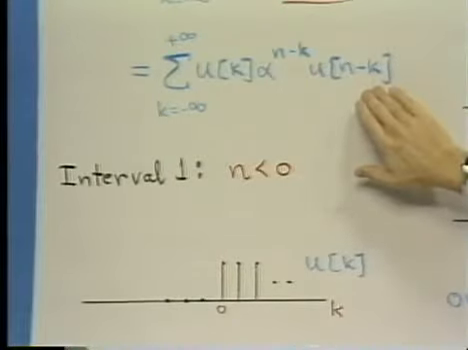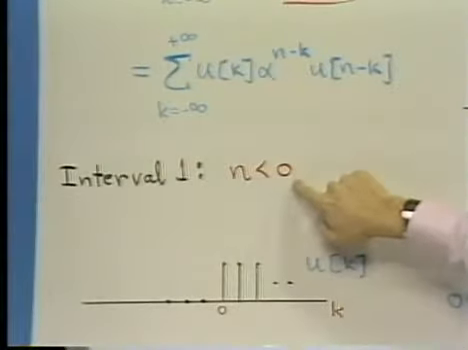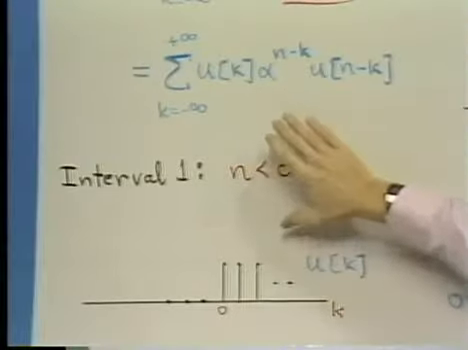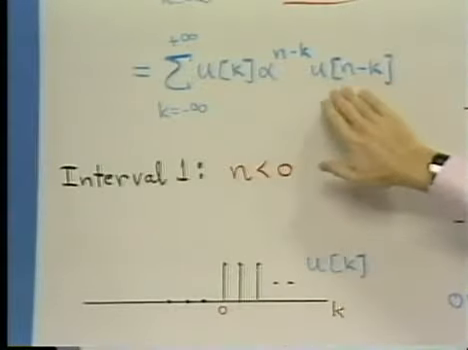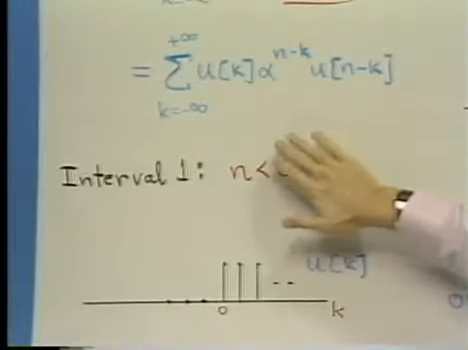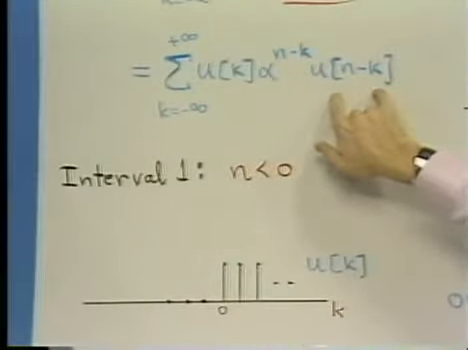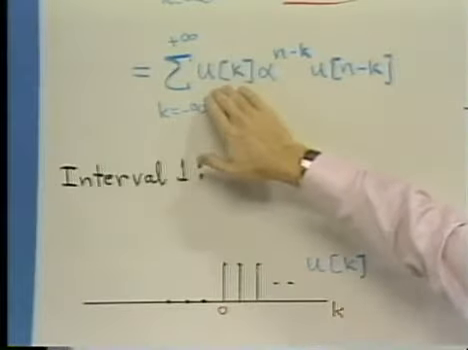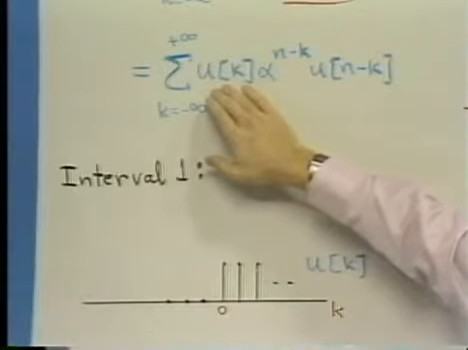In particular, if we first consider what will turn out to be the simple case, namely n less than 0, for n less than 0, this unit step is 0 for k greater than n, and with n less than 0, that means that this unit step never is non-zero for k positive. On the other hand, this unit step is never non-zero, or is always 0, for k negative.